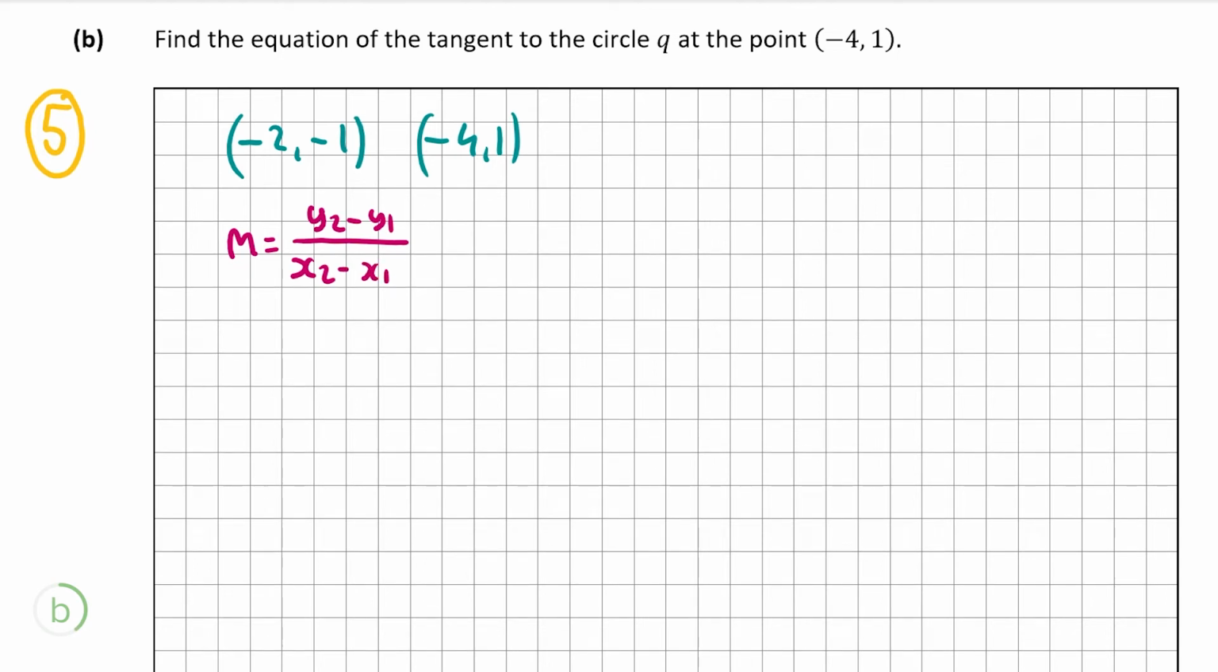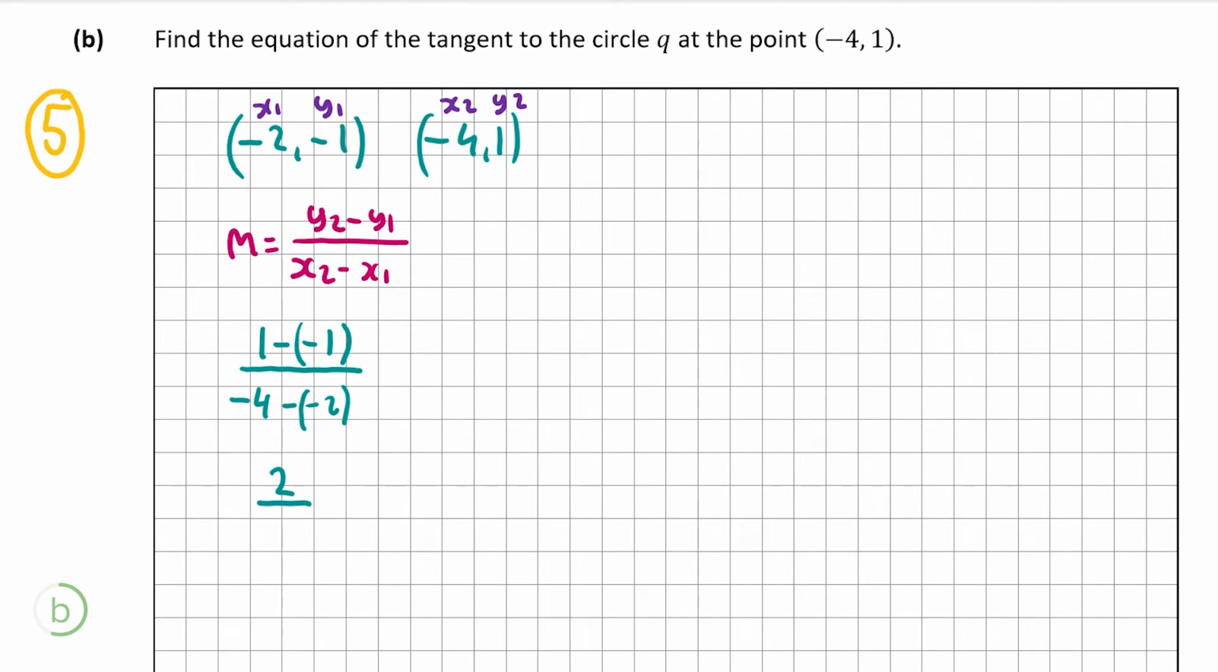So minus 2 is x1, minus 1 is y1, minus 4 is x2, and 1 is y2. So that gives us 1 minus minus 1 over minus 4 minus minus 2. So it's important to remember that a minus by a minus becomes a plus. So that's 1 plus 1, which is going to be 2 on top, over minus 4 plus 2, it's minus 2, so it's plus 2.